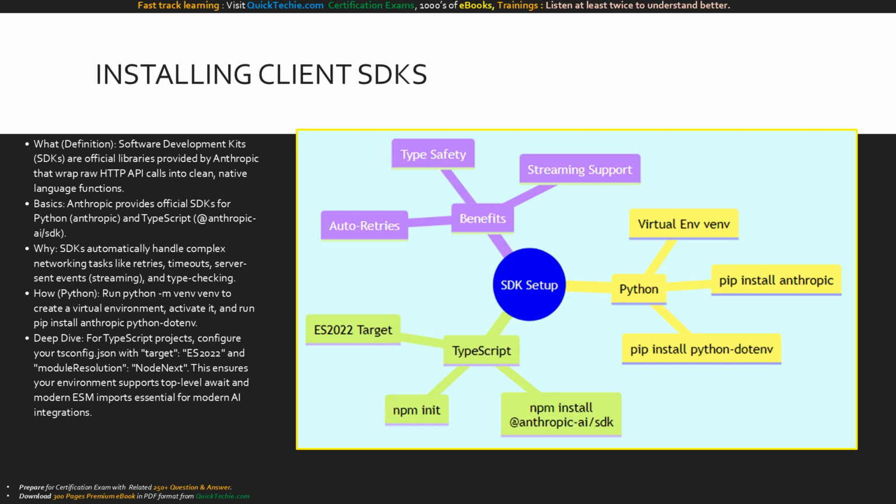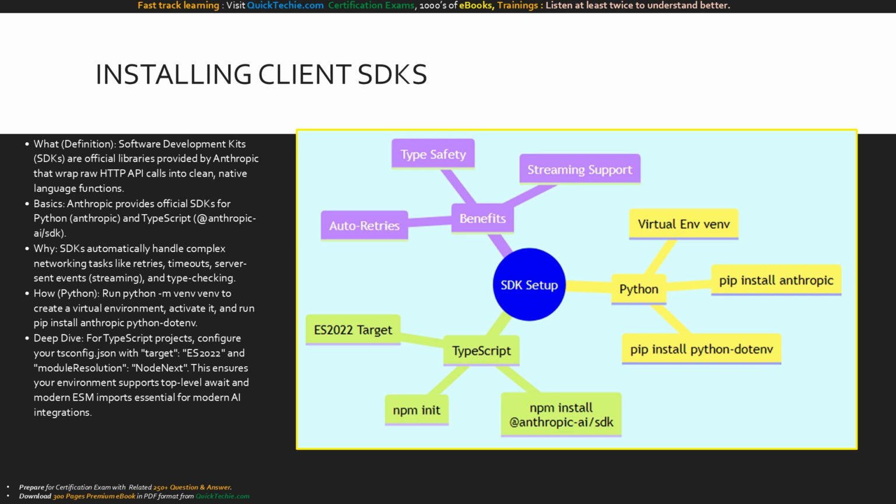With our keys secured, we build our coding environment. The what here is the client SDK. Instead of writing messy, manual HTTP requests using curl or fetch, we use Anthropic's official libraries. The basics involve installing the SDK for either Python or TypeScript. Why use the SDK? Because it's engineered for resilience. The SDK automatically handles connection timeouts, implements exponential backoff for rate limit errors, and manages complex streaming protocols for you.